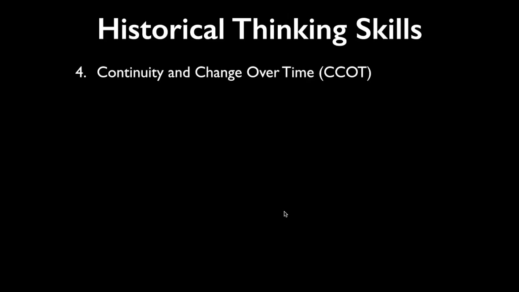The fourth historical thinking skill is known as continuity and change over time. Sometimes we'll just shorten it to CCOT. And what we're going to do here is we're going to do a little exercise, and I want you to watch two videos. They're both of gymnastics from the Olympics. One is from the 1950s and one is from our modern era. And I want you to analyze and identify what are some of the things that have ultimately changed about gymnastics over the course of 50 years, and what are some of the things that have continued and stayed the same.